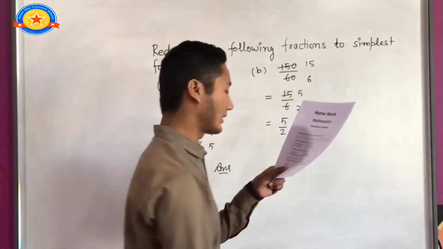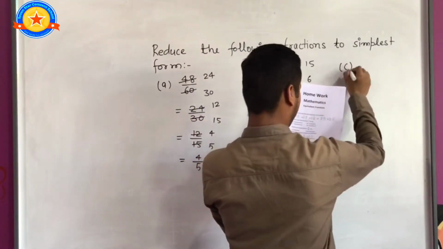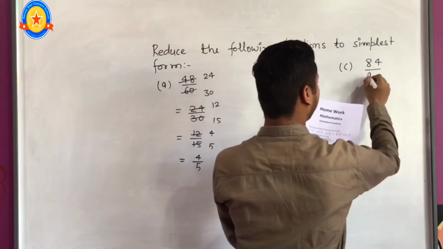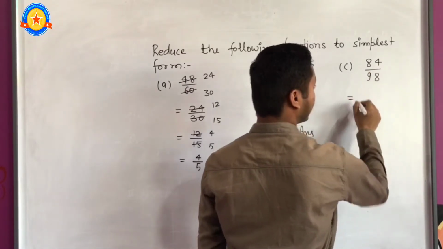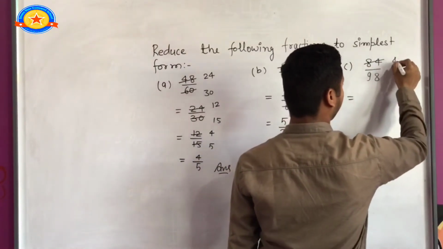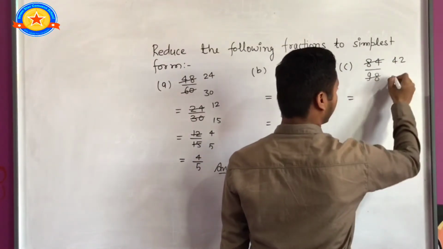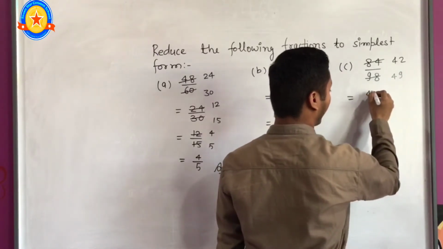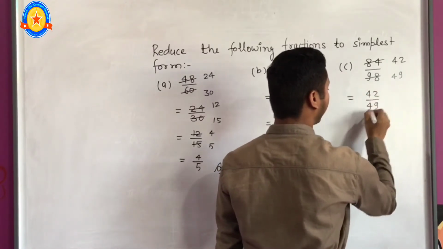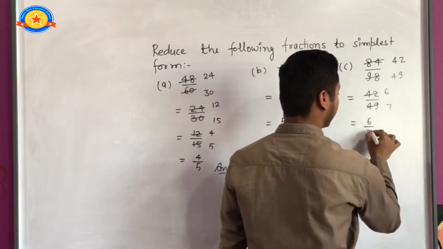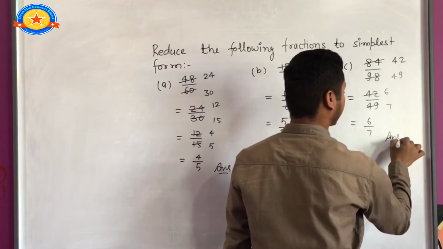Now we have the third question, 84 upon 98. In this case, we divide by 2, 42 by 49. Now divide by 7, 7 6s are 42, 7 7s are 49. 6 by 7 is our answer.